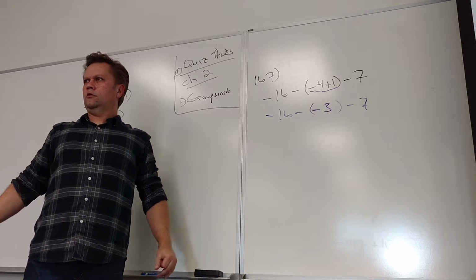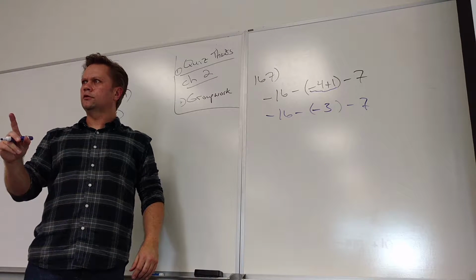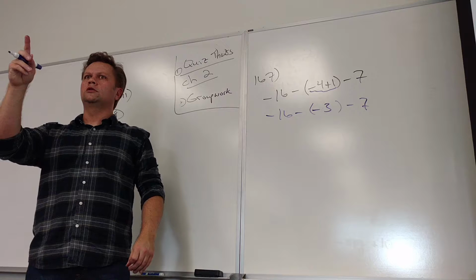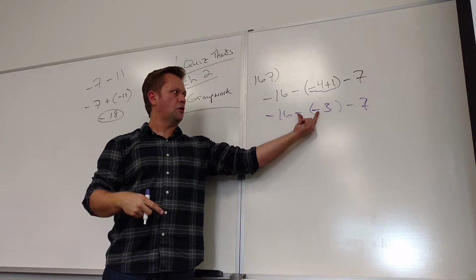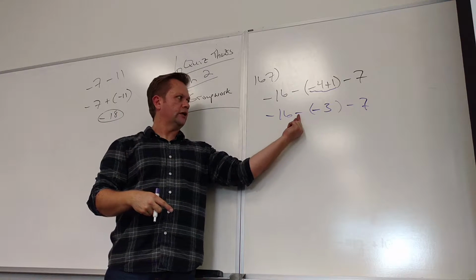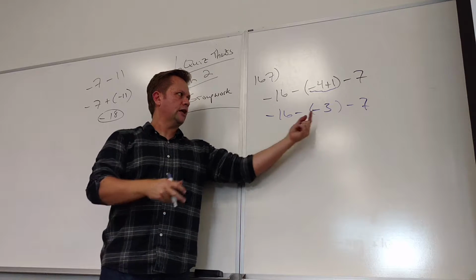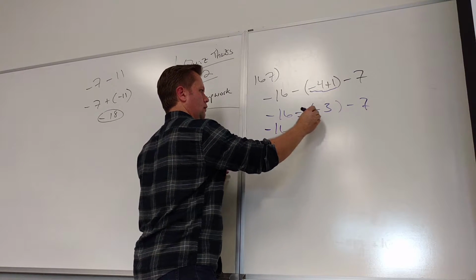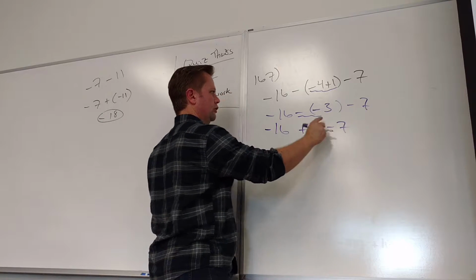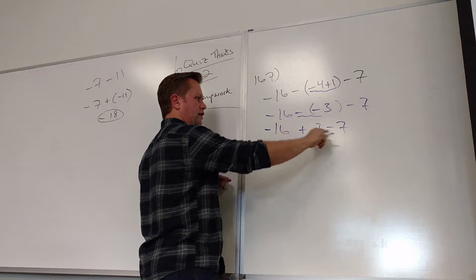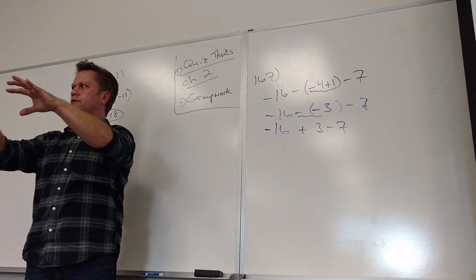Okay. Now what's next? Multiplication is next. There's something in front of a parenthesis, that's multiplication. So what's negative times negative? Positive 3. So I replace negative negative with plus, and everything else is exactly the same place it was.